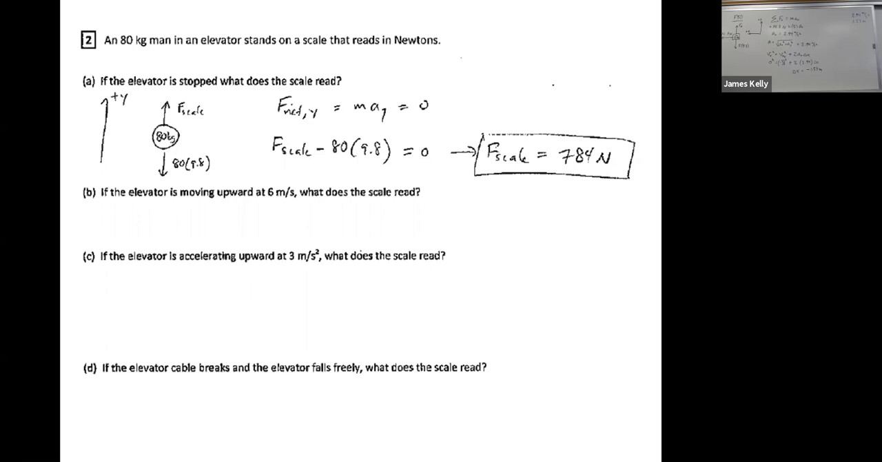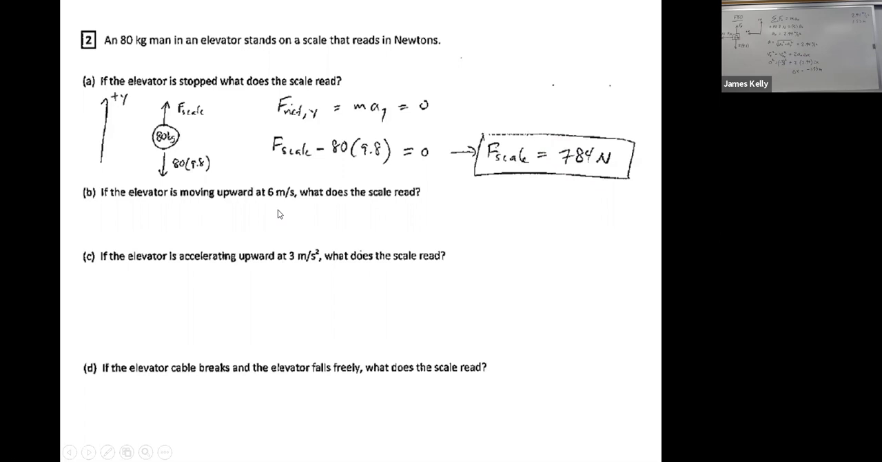The left-hand side is where everything's going on. In my coordinate system, F scale comes in with a plus sign because it's pointing along the plus y direction, and the 80 times 9.8 comes in with a minus sign. We're talking about y components here, and y components have plus or minus signs that you got to think about. That allows us to solve for how hard the scale is pushing up on me, which I know that's what the scale is going to read by Newton's third law.